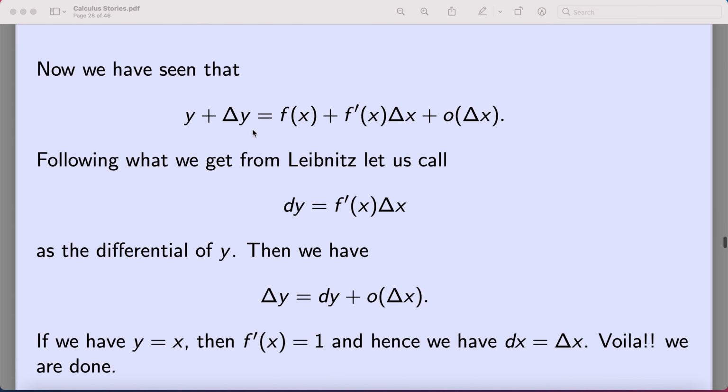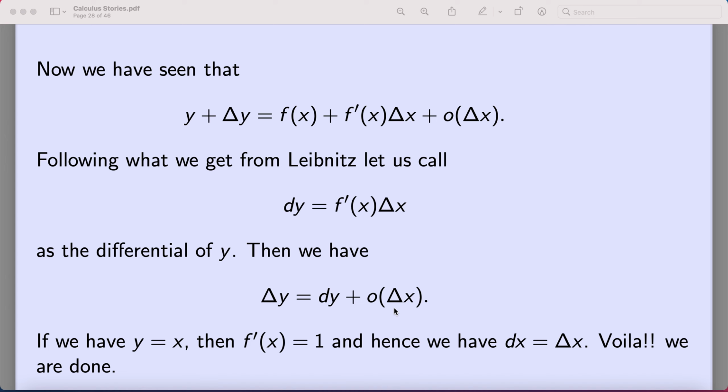So what is delta y? Because f of x is equal to y, f of x and y cancel. Delta y is dy, the differential of y, plus o of delta x, the small o of delta x. So the change in y is the differential of y plus some error which is associated with the quantity delta x. Now this is true for any differentiable function, it just doesn't matter.